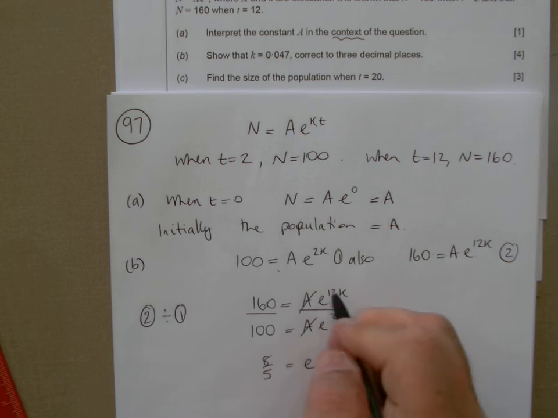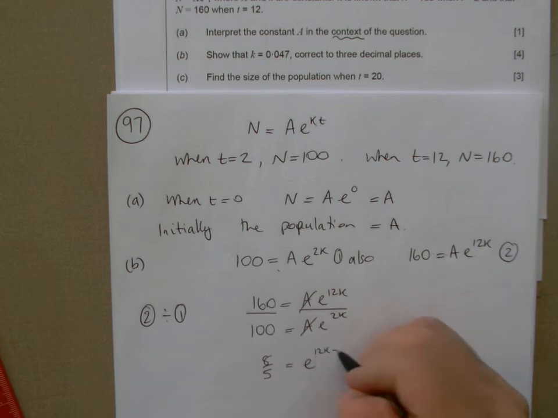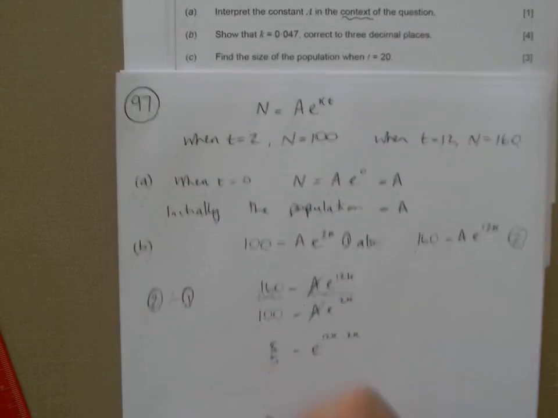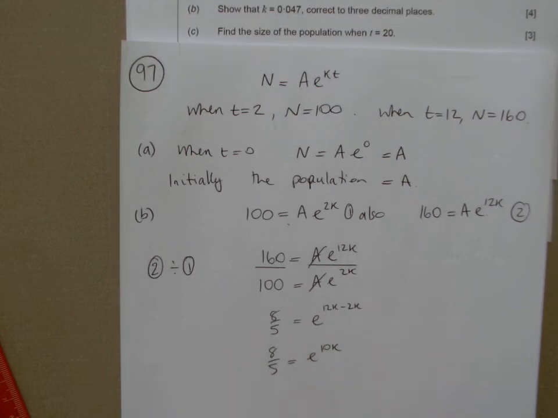And with the powers of e, it's just rules of indices, remember? If you take the powers away, so it'll be 12 power 12k, take away 2k. So you get 8/5 equals e to the power 10k. Alright? And then to work out what the power is here, remember you create a logarithm.